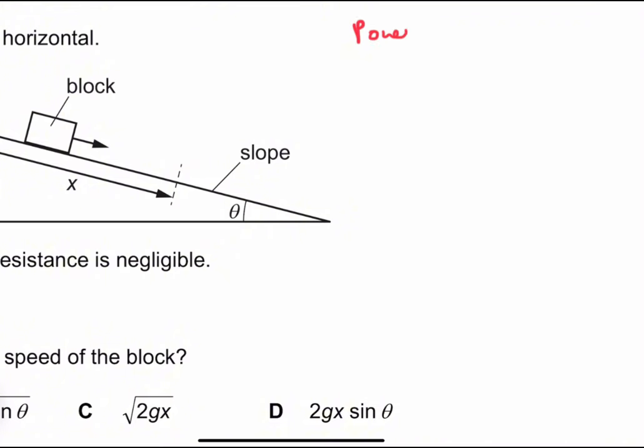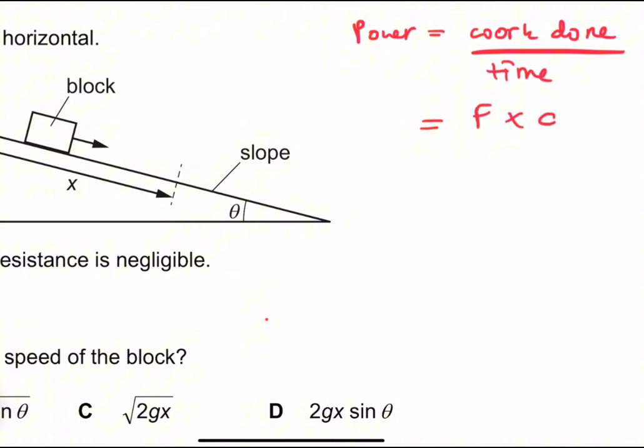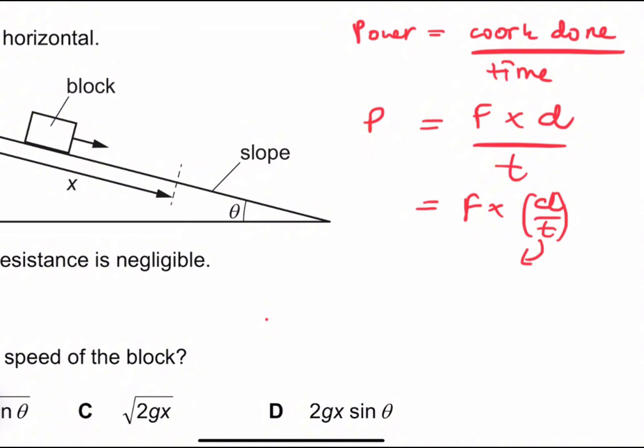We know that power is equal to the work done per unit time. But work done is force multiplied by distance. So force multiplied by distance divided by time is my power. What work have I done over a certain period of time? But distance over time, you know this, is velocity. So power will be force multiplied by velocity. So that is how we find power.